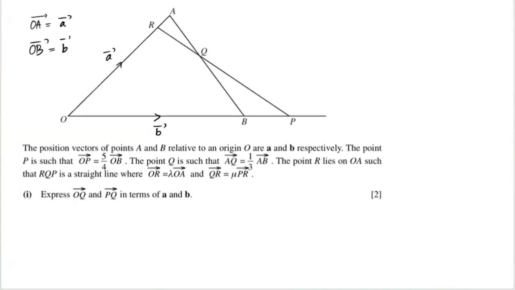Next, the point P is such that OP is 5/4 of OB. So look at these, O and B and P. Since there's some ratio holding them together, this is a collinear relation. Collinear means that they lie on the same straight line. The point Q is such that AQ is 1/3 of AB. So AQ is 1/3, so QB is going to be 2/3, and you get the idea. This is also a collinear relationship.